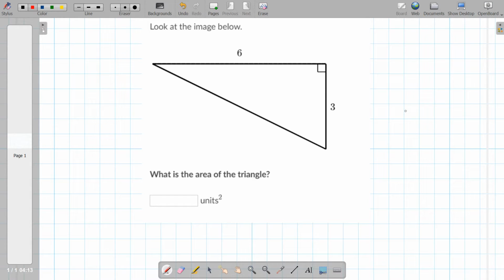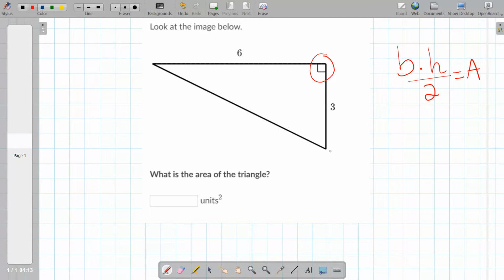Okay, look at the image below. What is the area of the triangle? Okay, so we see here a right triangle because we have one angle which is 90 degrees, and the formula to calculate the area of a triangle is the base times the height divided by 2. This is the area of the triangle.